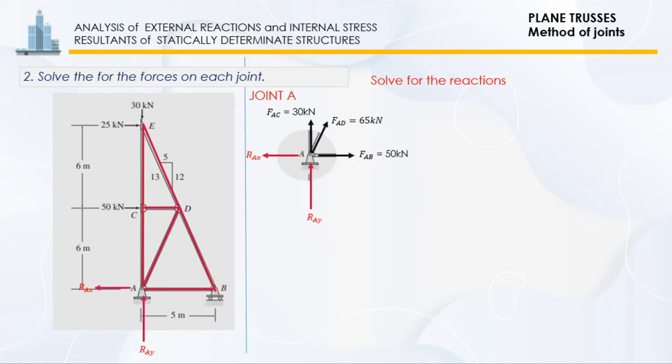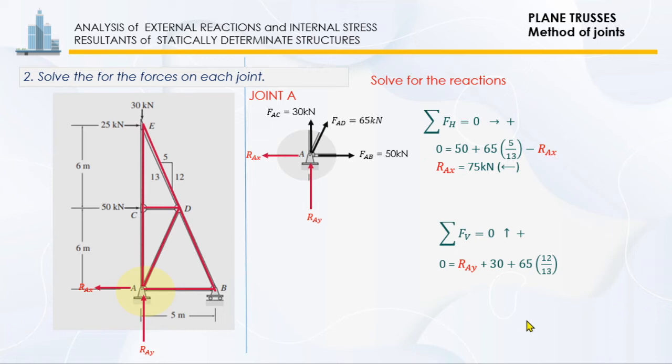So, now, let's solve the reaction at joint A. Applying summation of forces horizontal is equal to 0, we could solve RAX. That is 75 kilonewton going to the left. And then, taking summation of forces vertical is equal to 0, going up as positive, we have RAY is equal to negative 90 kilonewton. It means that our assumption for RAY, which was upward, came out negative, so its direction should be downward.